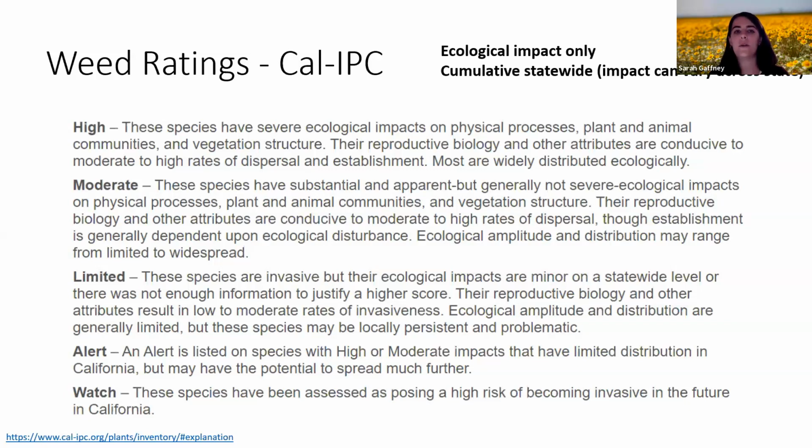But one thing to note about these weed ratings is that they are cumulative statewide, so the impact might actually vary throughout the state. A species might have a moderate rating because in Southern California it's not really causing any harm, but in Northern California it's causing a ton of harm. If you go to Cal-IPC's website, they provide you with the survey where they answer all the questions to arrive at these ratings, and it gives you a lot of information as to what these impacts actually are.